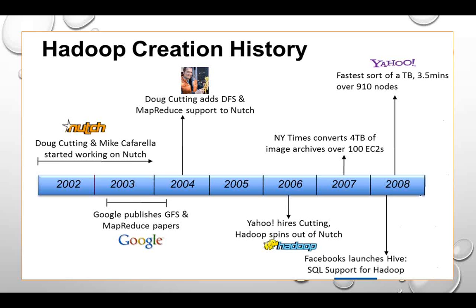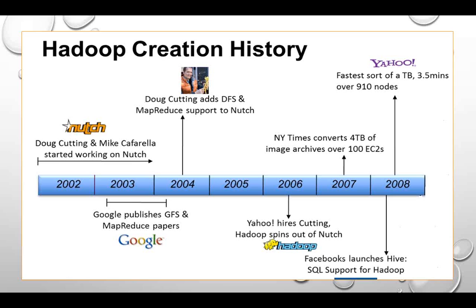Nutch was started in 2002, and it was working as a crawler and search system, which quickly emerged. When Mike and Doug were working on a system supporting a 1 billion page index, which would cost around $500 million in hardware, they realized that their architecture would not scale to billions of pages on the web. At the same time, they got some help with the publication of a paper in 2003 that described the architecture of GFS, the Google File System.